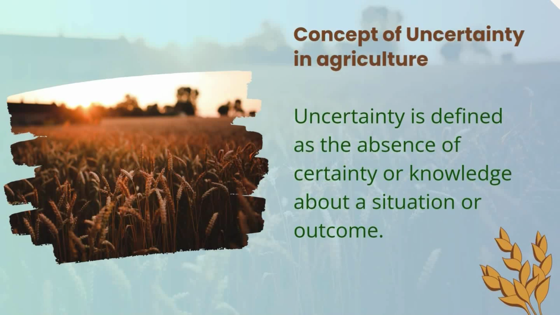Next, we are discussing the concept of uncertainty in agriculture. Uncertainty is defined as the absence of certainty or knowledge about a situation or outcome. It occurs when there are multiple possible outcomes for a specific event, but the probability of each outcome is not known precisely. This lack of certainty arises due to inadequate information or understanding of the current circumstance, making it difficult to accurately define or predict future events or outcomes.